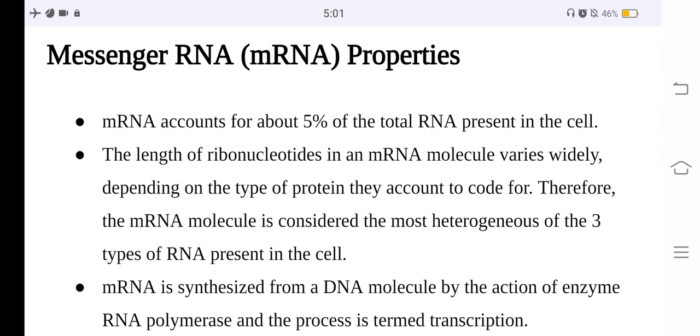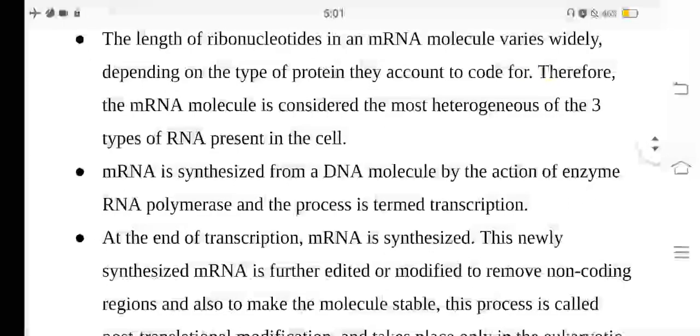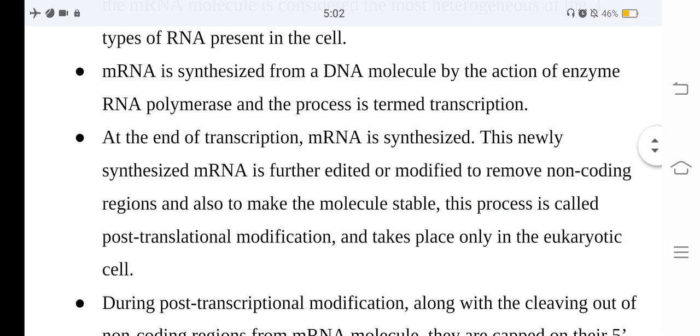mRNA accounts for about 5% of the total RNA present in the cell. The length of ribonucleotides in an mRNA molecule varies widely depending on the type of protein they code for. Therefore, the mRNA molecule is considered the most heterogeneous of the 3 types of RNA present in the cell. mRNA is synthesized from a DNA molecule by the enzyme RNA polymerase, and this process is termed transcription. At the end of transcription, mRNA is synthesized.